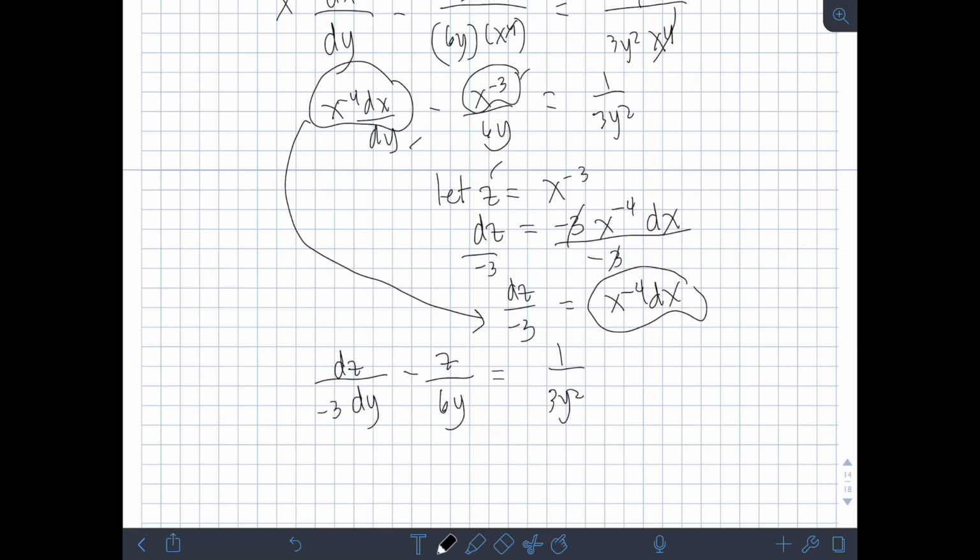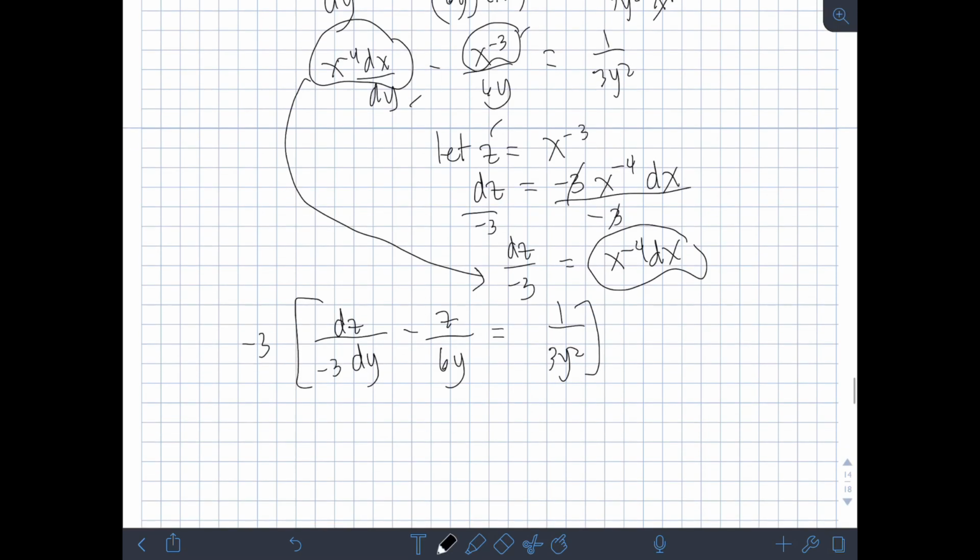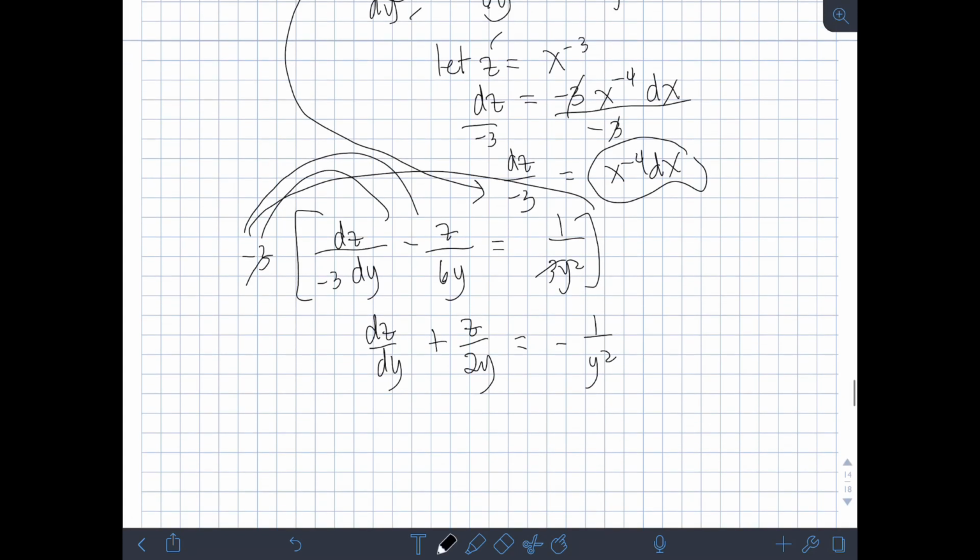So, linear na siya in z. So, para maging standard form, multiply lang natin sa negative 3. So, dz over dy, distribute, magiging plus 3 over 6 or 1 half. So, z over 2y equals, distribute, magiging cancel si 3, negative 1 over y squared. So, therefore, linear na siya in standard form. Yung bago nating p of y is 1 over 2y, yung q of y is negative 1 over y squared.